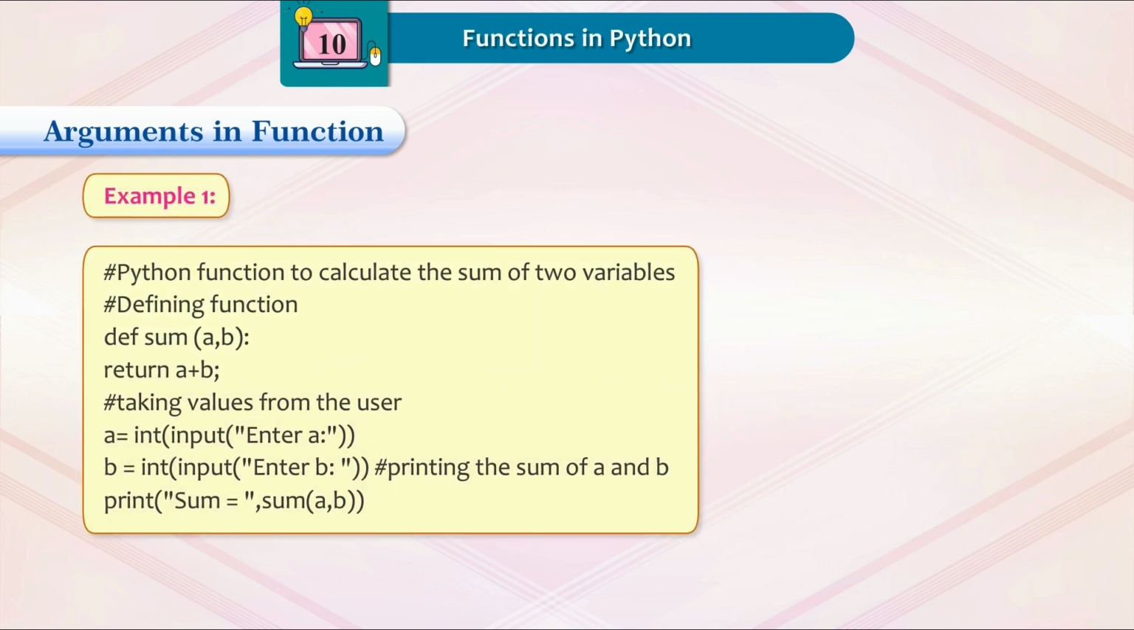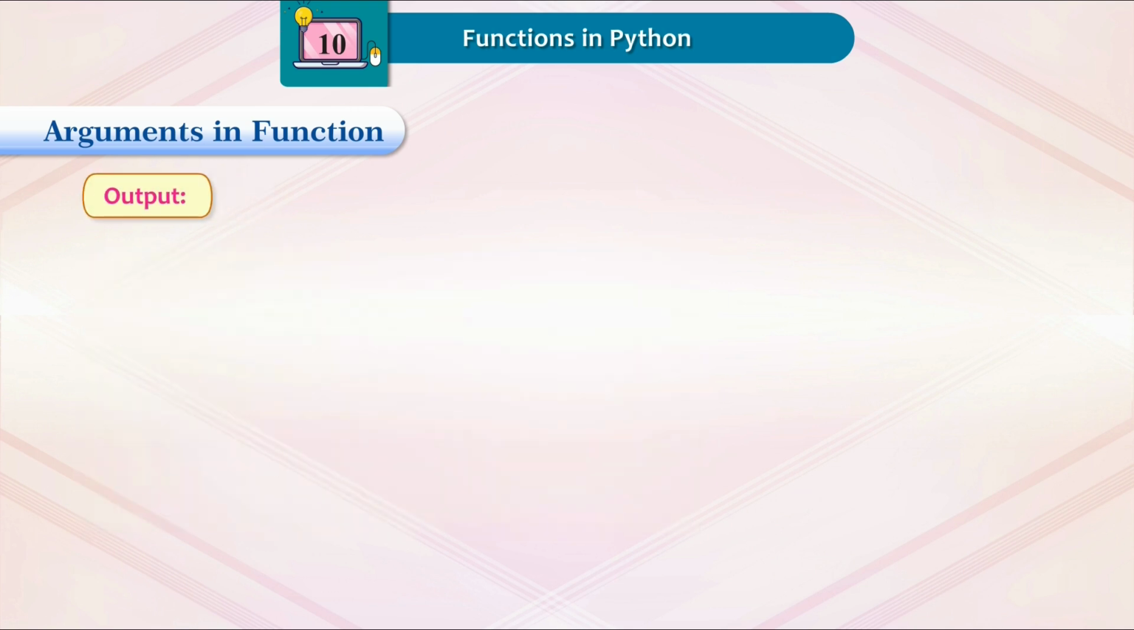For example, # Python function to calculate the sum of two variables. # Defining function def sum(a, b): return a + b. # Taking values from the user. a = int(input("Enter a: ")), b = int(input("Enter b: ")). # Printing the sum of a and b. print("Sum =", sum(a, b)). Output: Enter a: 10, Enter b: 20, Sum = 30.